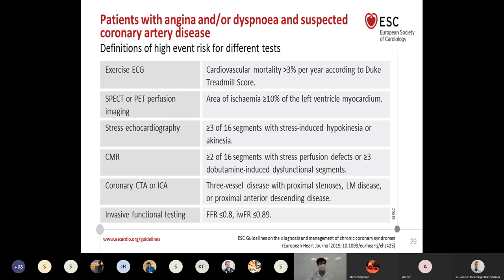SPECT and PET perfusion imaging can help you to verify the ischemia in the myocardium and rule in that ischemia is present, so the patient really has CAD. Coronary CT and ICA are generally recommended for coronary disease with proximal stenosis. All these candidates should be pre-screened with non-invasive contrast coronary angiography.